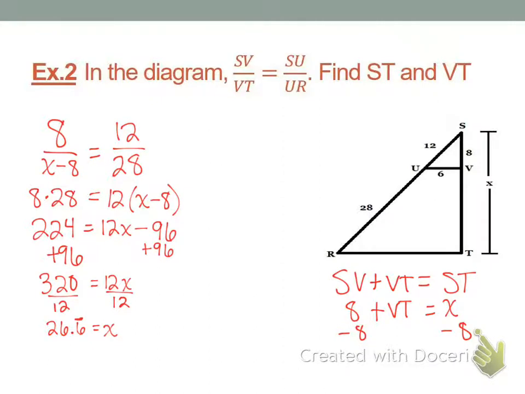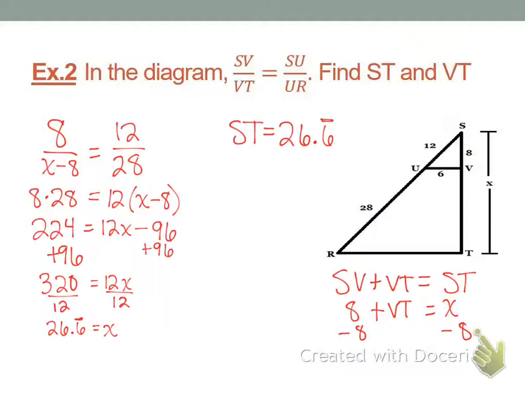No, they wanted us to find ST and VT. So that's part of our answer. Which part is it? ST. They said ST is X. So ST is 26.6 repeating. I am not okay with you rounding that or dropping the 0.6 or making it 27. I would be okay with an improper fraction. So if you took 320 over 12 and just reduced it, I would be fine with that. Okay, but we need exact answers, not rounded answers.